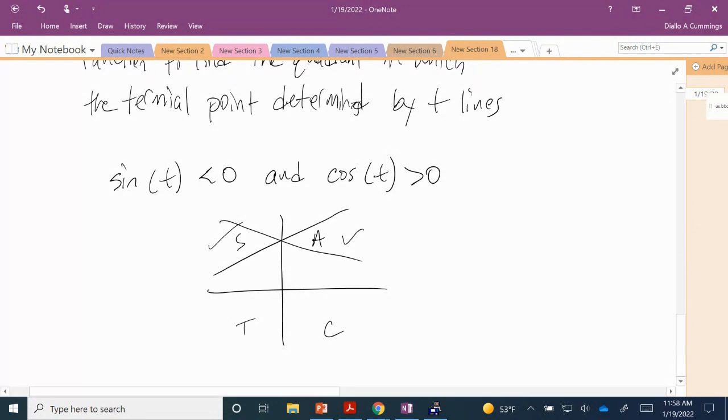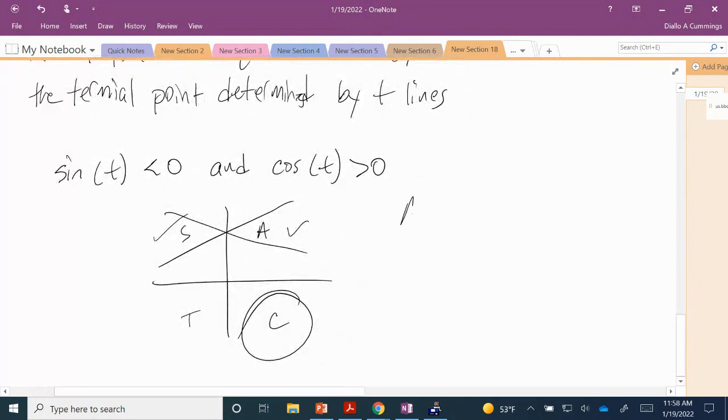The last condition says that the cosine has to be positive. So if I look at my last two quadrants, quadrants 3 and 4, the cosine is only positive in the fourth quadrant. Therefore, angle t lies in quadrant number 4.